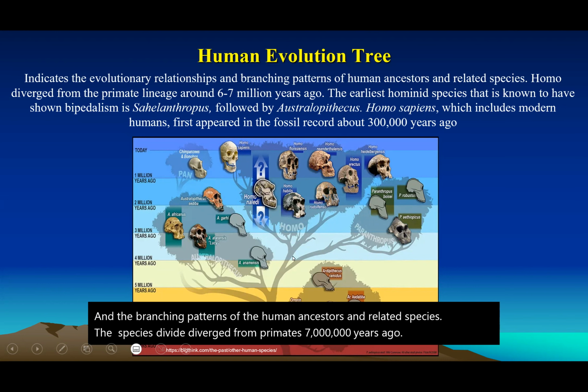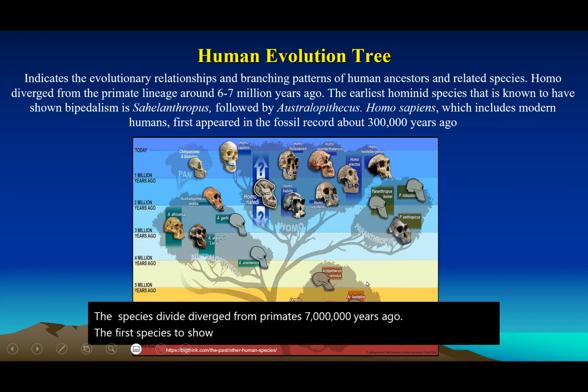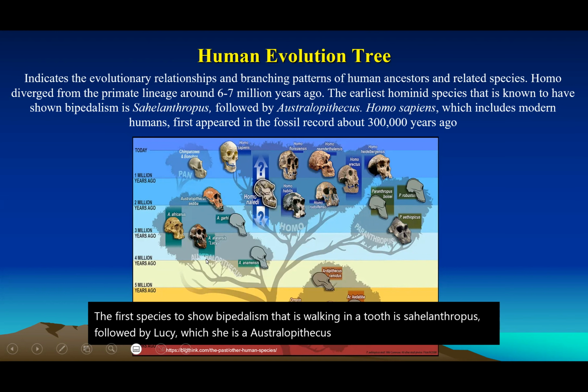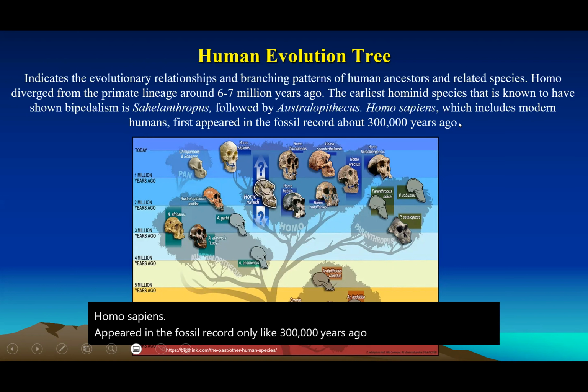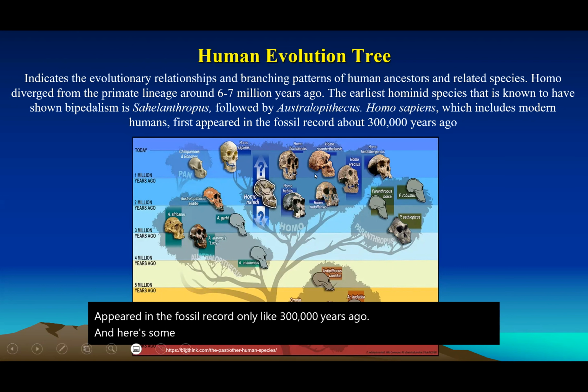The first species to show bipedalism, that is walking on two legs, is Sahelanthropus, followed by Lucy, which is Australopithecus. Homo sapiens appeared in the fossil record only like 300,000 years ago. And here's some familiar ones like habilis or Neanderthalensis and so forth.